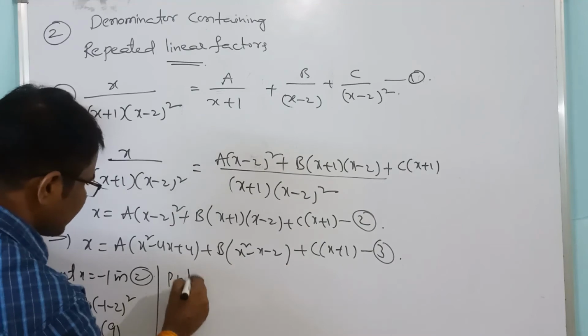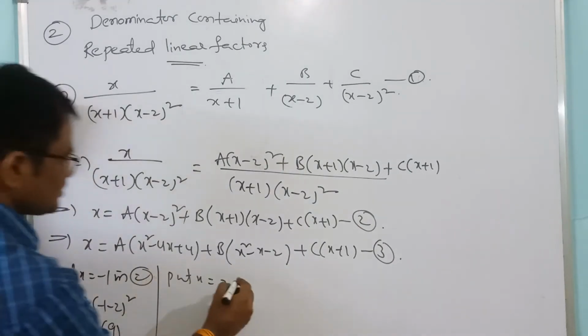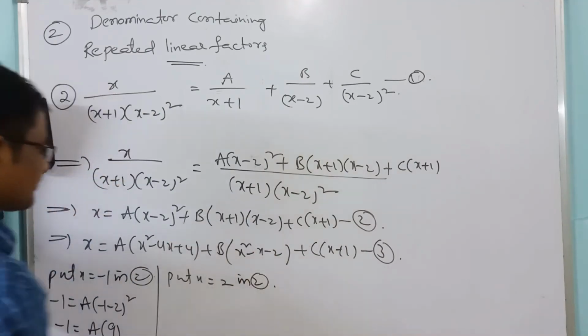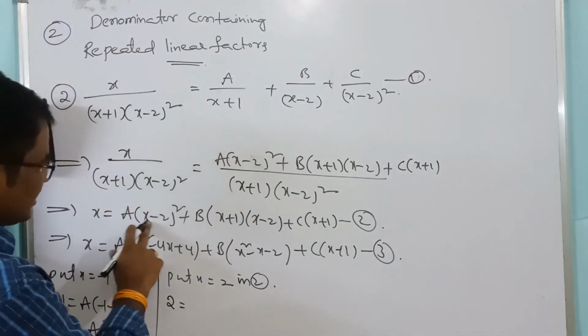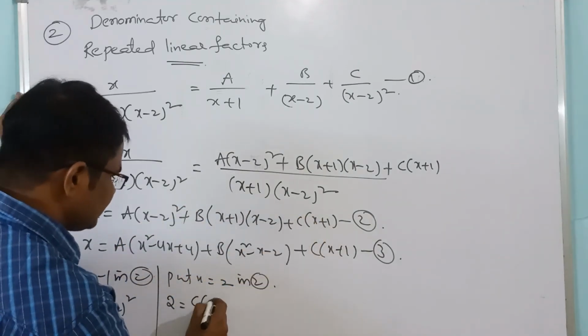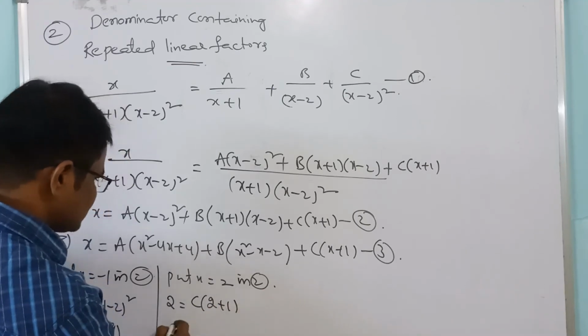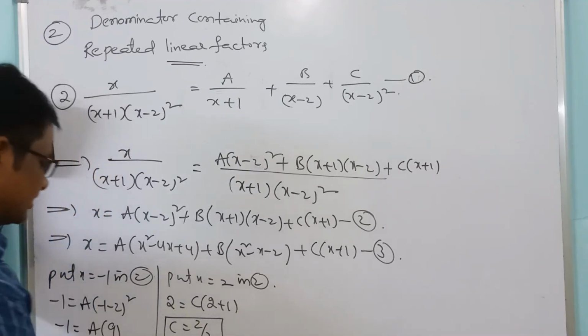Next put x equal to 2. One more substitution, that is 2 in equation number 2. Now if you substitute here, left side is 2, right side is 2 minus 2, this is 0, this is remaining: c into 2 plus 1. So c equal to 2 by 3. So we are getting the a and c values.